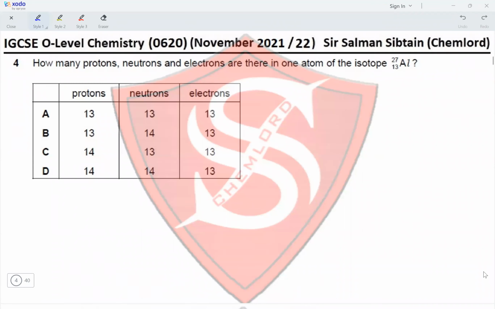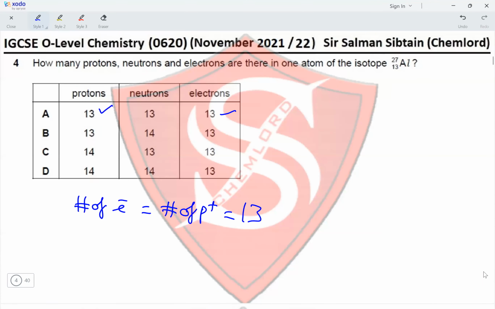Question 4. How many protons, neutrons, and electrons are there in one atom of the isotope Al with a mass number of 27 and atomic number of 13? So, this is an atom, so it does not carry any positive or negative charge. So, the number of electrons is equal to the number of protons, which is equal to the atomic number, which is 13. So protons and electrons have to be 13.